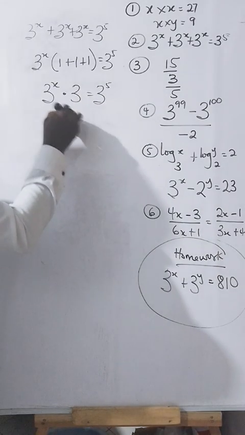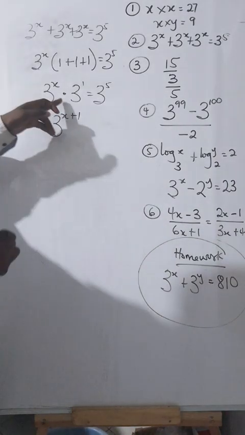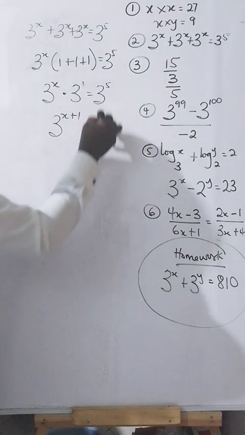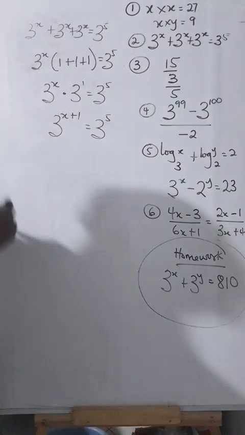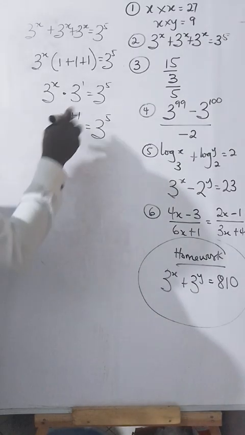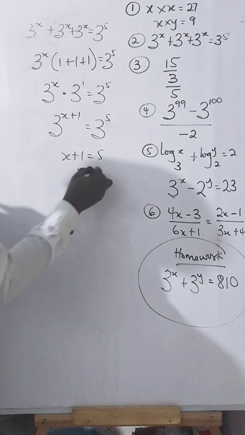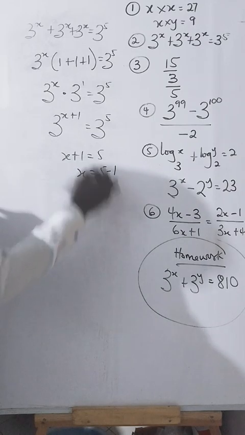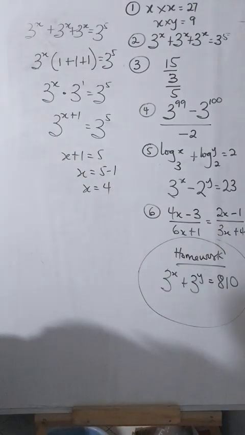Right, so here you have 3 exponent x plus 1. Because you are multiplying, use the first law of indices to solve that. So this is 3 exponent 5. Then, if the bases are the same, you equate the exponents. So x plus 1 equals 5. Then you transfer the 1, minus 1, so your x is equal to what? 4. x is equal to 4.